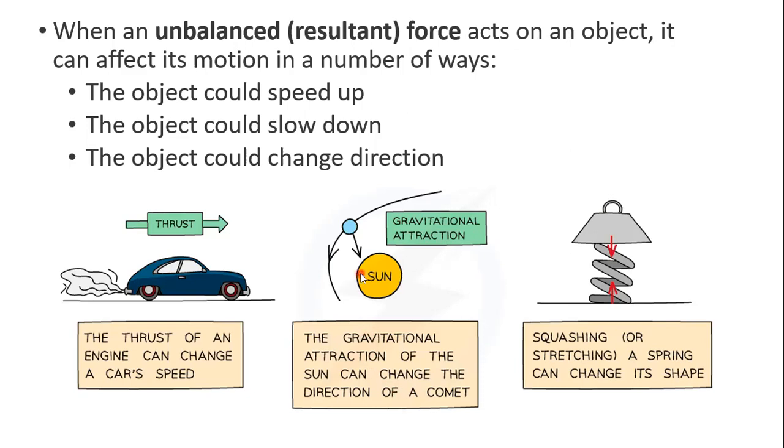I have more examples here. As you can see, the gravitational attraction of the sun can change the direction of a comet. Another example: squashing or stretching a spring can change its shape. So we have said the resultant force is going to affect the motion, and now we are seeing that in this case it is affecting the shape. Of course, it is also affecting the size in this case.